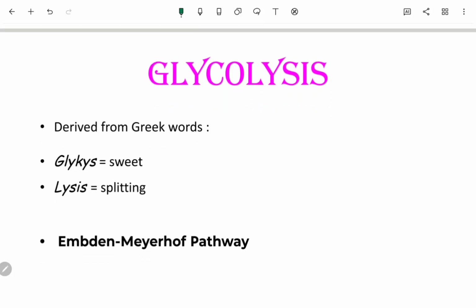Glycolysis. This is a word derived from Greek terms. Glykos means sweet. Lysis means splitting. So, in short, glycolysis means the lysis or breaking down or the splitting up of glucose molecules. And this pathway is also known as the Embden-Meyerhof pathway. Embden is a scientist who described the steps for production of lactate from pyruvate, and Meyerhof is a scientist who described the whole reactions and steps in the glycolysis pathway.